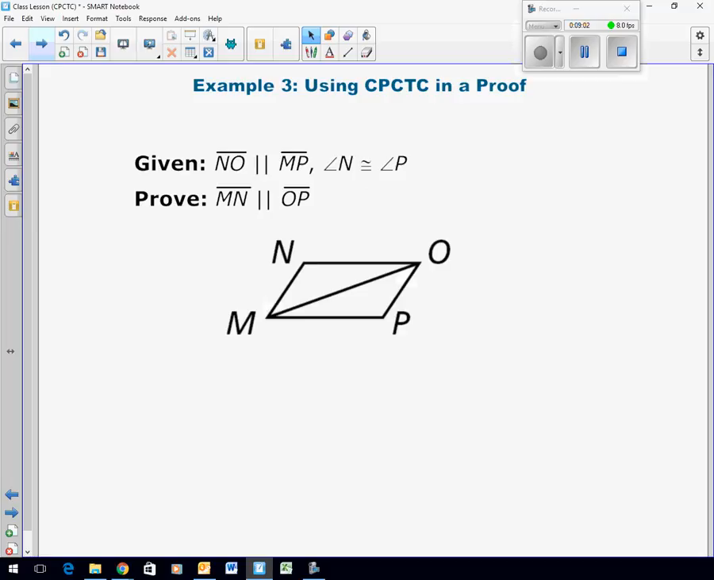About here. I'm given that NO is parallel to MP and that angle N is congruent to angle P. Oh, angle side side. Angle side. Well, does that work?